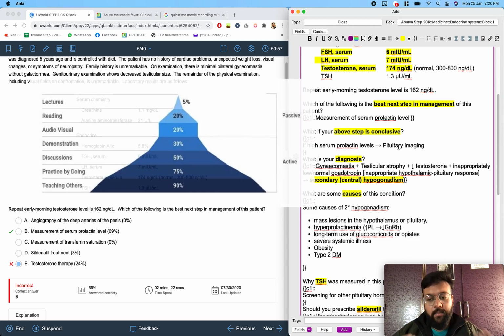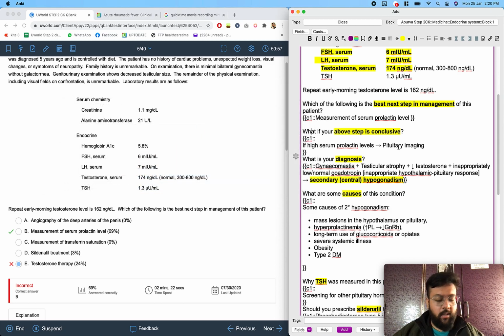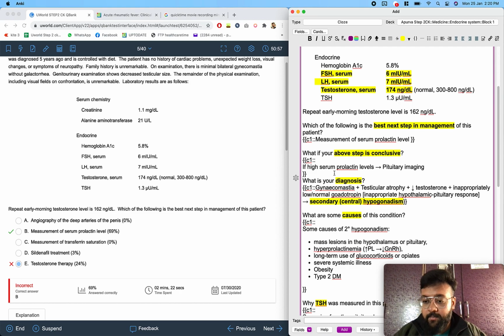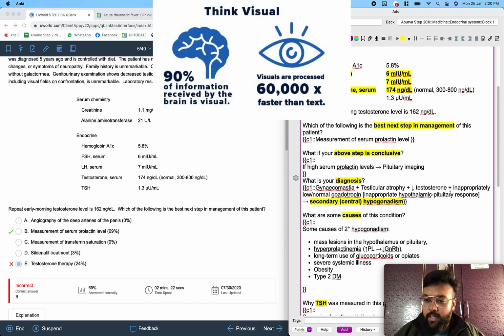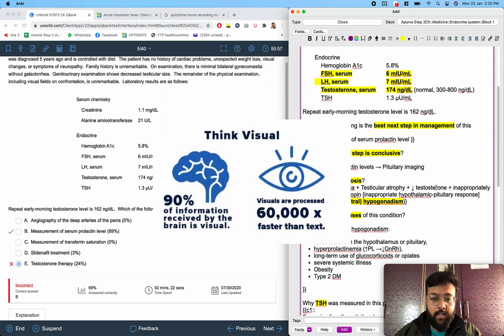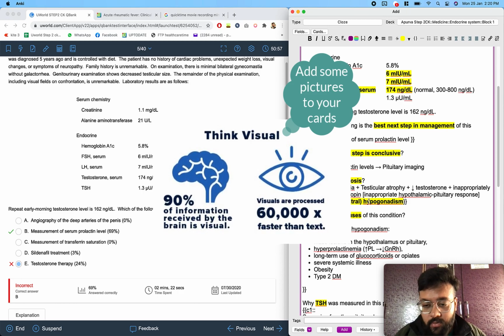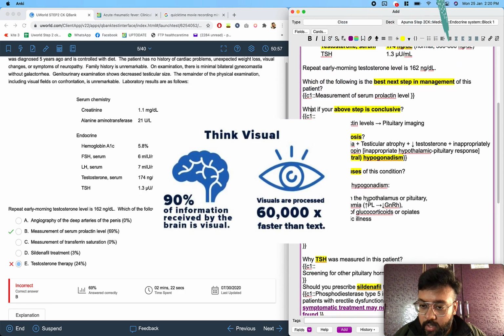Then you can also write a subtype of question: what if your pituitary imaging turns out conclusive? Then if you are suspecting prolactinoma, you can give dopamine agonist therapy. As a subtype of question, I have also written, what's your diagnosis, and in the same place I have written that this patient has gynecomastia, testicular atrophy, low testosterone and inappropriately normal gonadotropin hormones. So we are thinking about central hypogonadism.